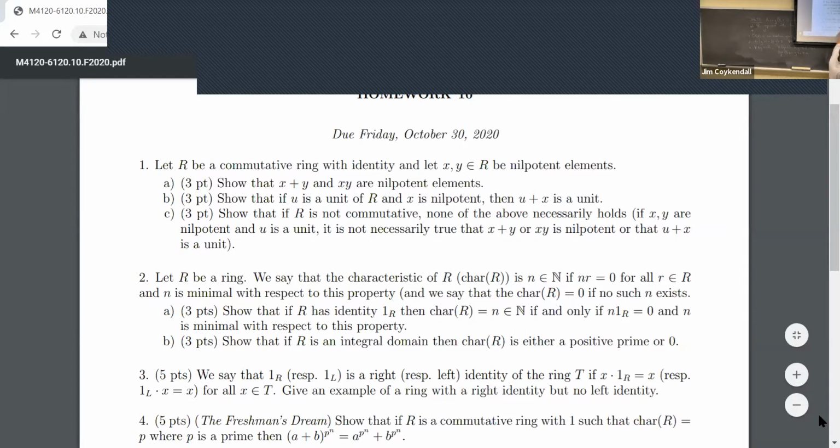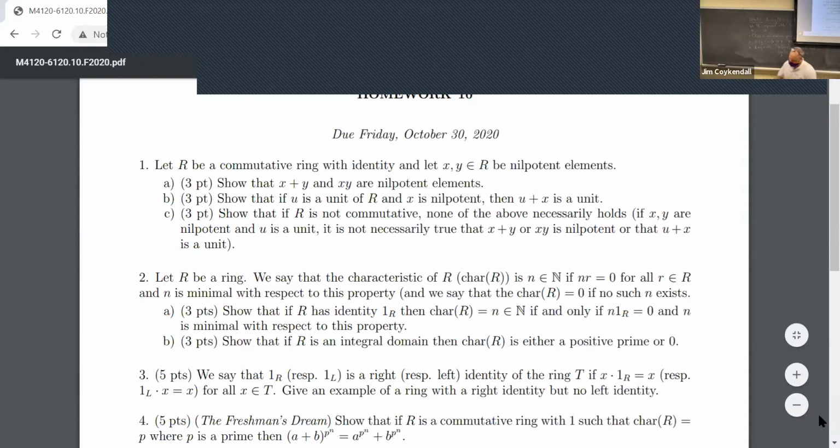Show that if R has an identity, then the characteristic of R is n if and only if n times the identity is 0 and n is minimal with respect to this property. And show that if you have an integral domain, and I'll explain what that is in a moment, then the characteristic of R is either a positive prime or 0.